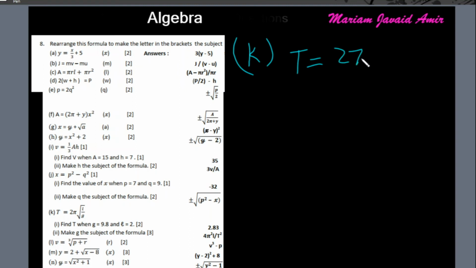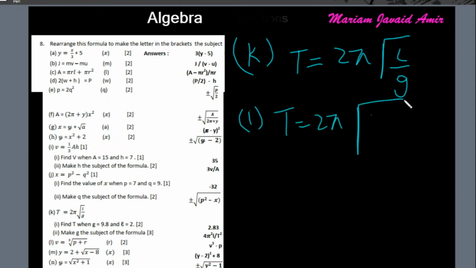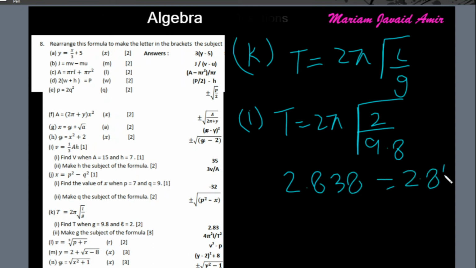T equals 2 pi under root L over G. Okay, in part 1 we have to find value of t by substituting 2 instead of L and 9.8 instead of G. So 2 pi times under root, fraction key, 2 divided by 9.8. This gives me 2.83, yes, rounded off answer. In fact, rounded off answer is 2.84 because I am getting 2.838. So this would be 2.84.